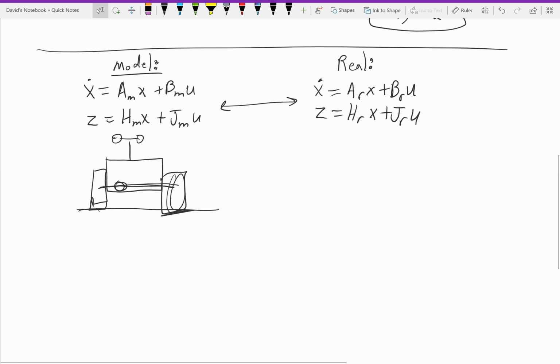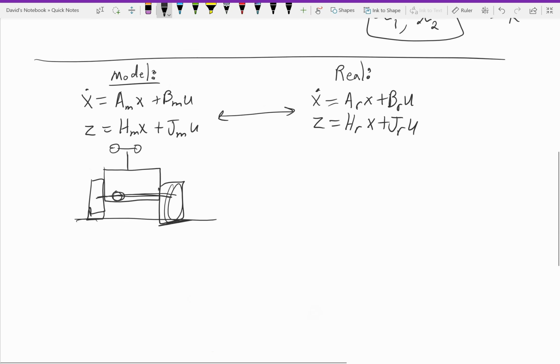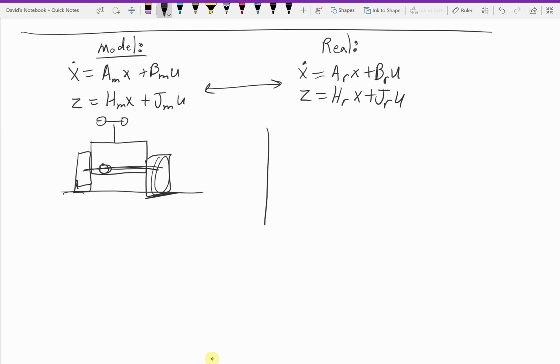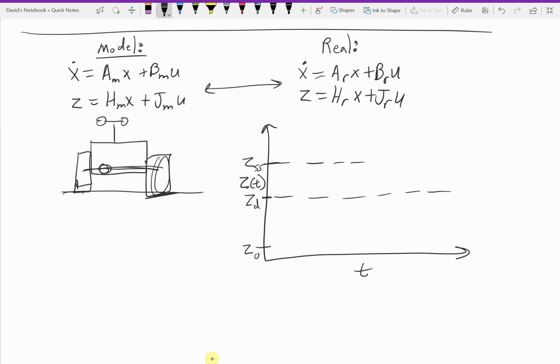If there's any error in that model and we apply our reference tracking controller to that and we plot the output of the system over time, we'll find that the system converges to a steady state that's different than our desired state, and we call this steady state error.